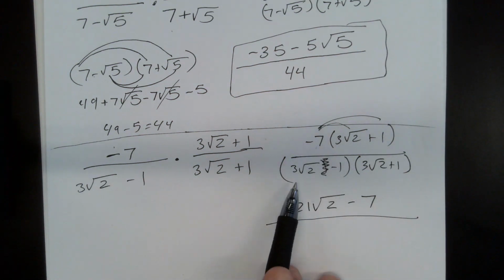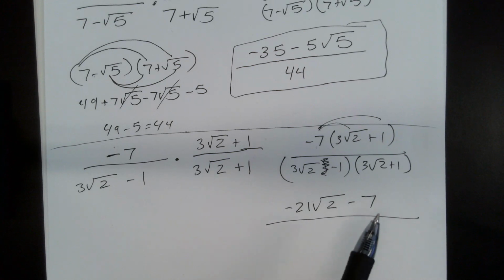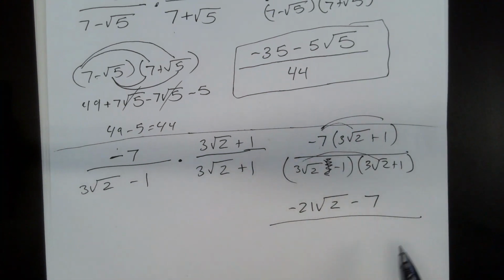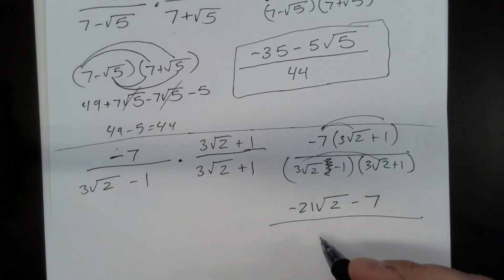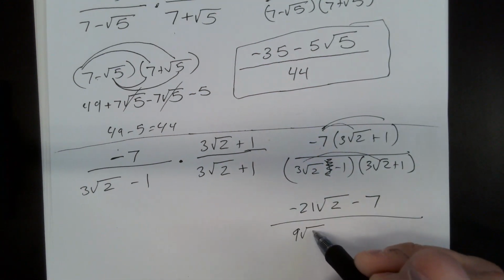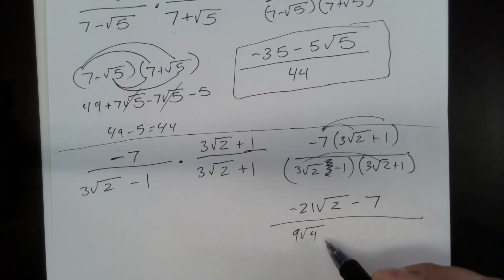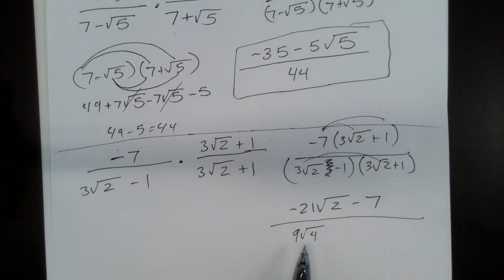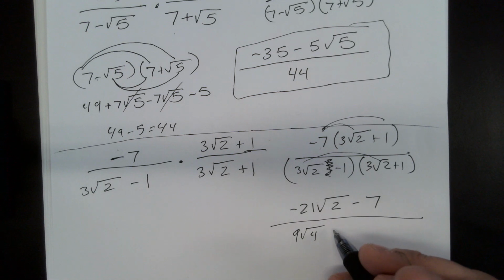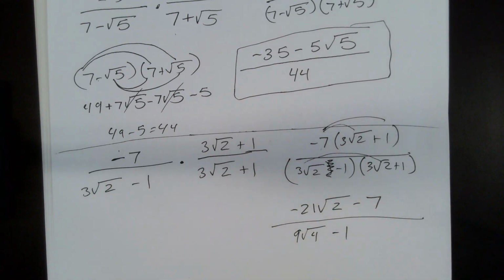The bottom. Now remember, do we need to FOIL it? Yeah, we do, but technically all we need to do is just do the first and the last, right? Because our middle terms are going to cancel. So what I'm going to do is I'm going to go 3 square root of 2 times 3 square root of 2. What does that become? 9 square root of 4, which becomes 9 times 2, which is 18. But we'll do that here in a second. -1 times positive 1 is a -1.